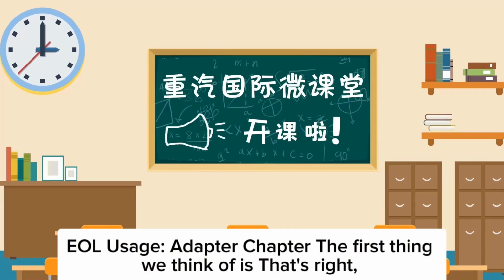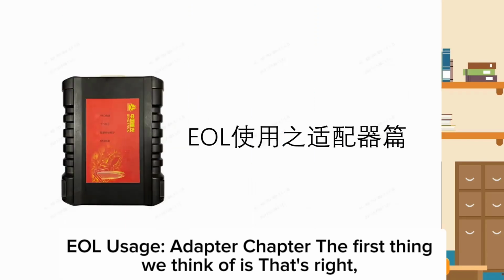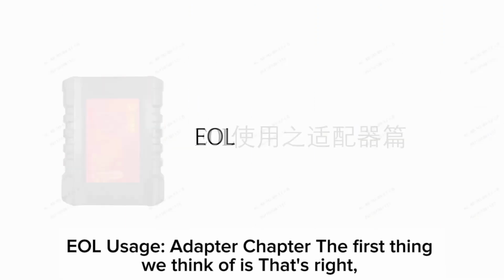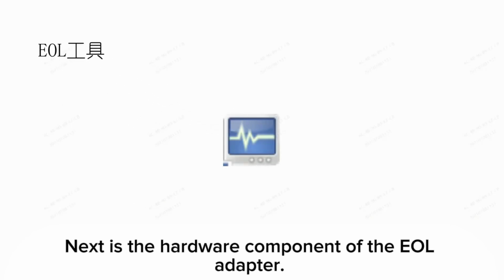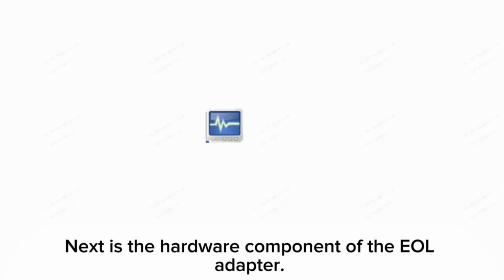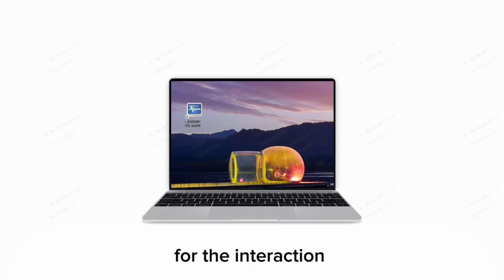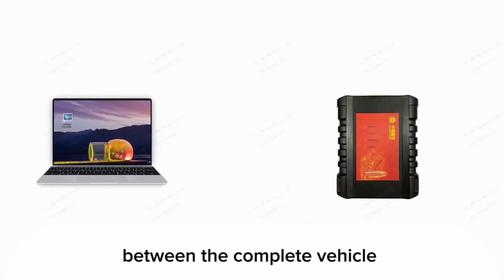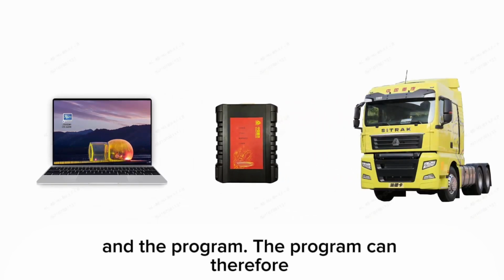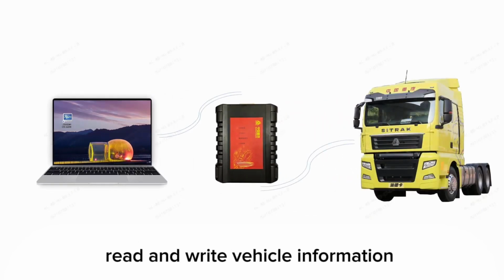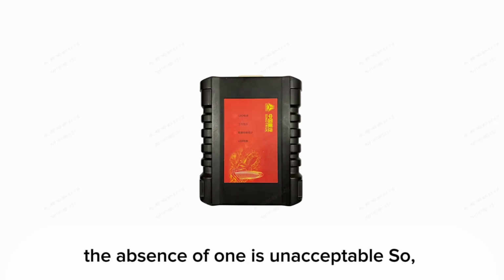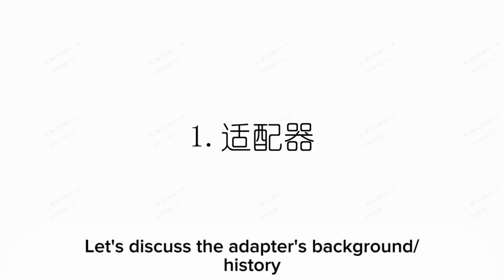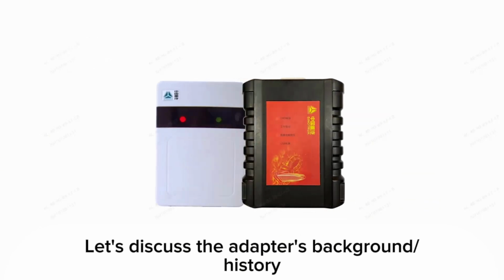EOL Usage Adapter chapter. The first thing we think of is the important software component of the EOL program. Next is the hardware component of the EOL adapter. The adapter builds a channel for the interaction between the complete vehicle and the program, so the program can read and write vehicle information. Both must cooperate; the absence of one is unacceptable. So in this mini-lesson, let's discuss the adapter's background and history.